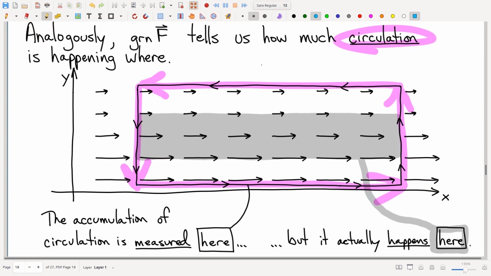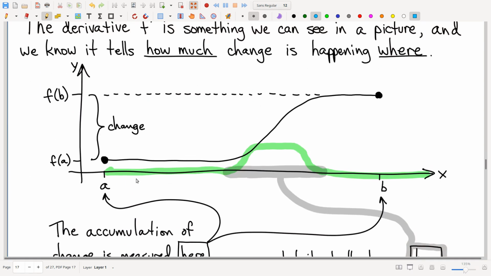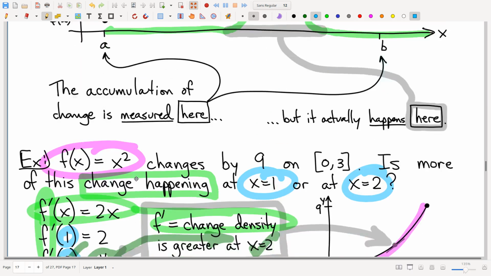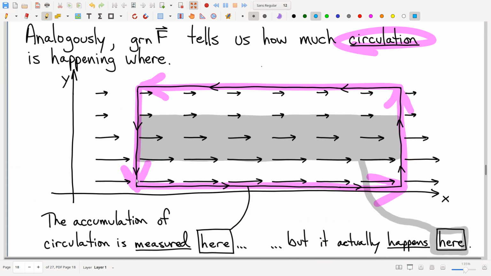But now let's ask the related question, where to come from? In the same sense that from this picture, I see change. I measure the change by looking at the boundary. But where did the change actually happen? Where did the change come from? And I claim that the density, namely the derivative in this case, is the algebraic tip-off of where that change is happening. So along those same lines, I claim Green's operator will be the tip-off here.